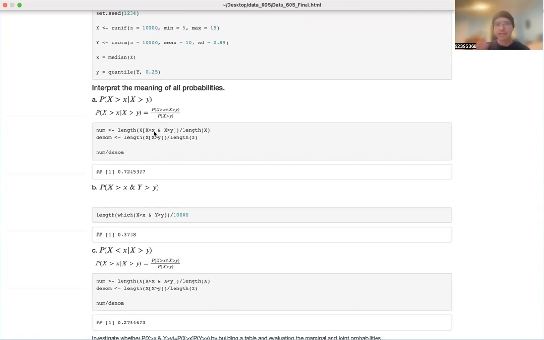And I divided that by the length, which is just 10,000, and I set that as my numerator. Then to find my denominator, I established the amount of values in my random uniform distribution that were greater than the 25th percentile of my normal distribution, and I divided that by 10,000. Then I did the numerator over the denominator, giving me a probability of about 72.4%.